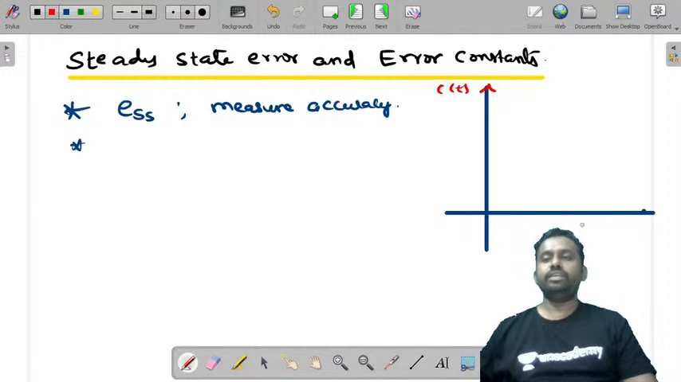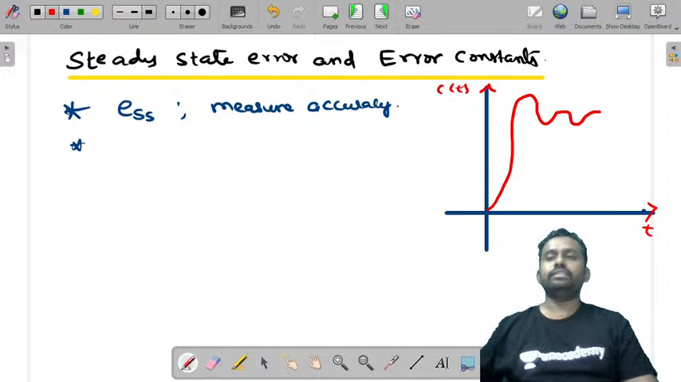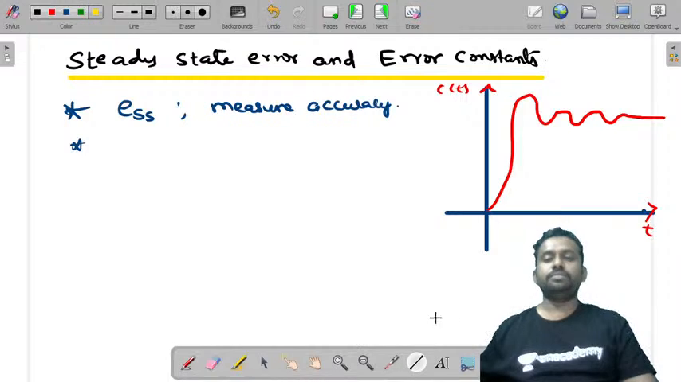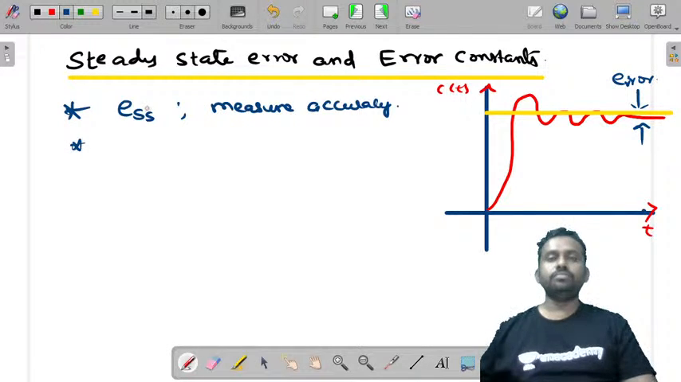Let's say this is C of t, and consider an underdamped response which is generally like this, and let the input be this. Now this difference at t is equal to infinity is the steady state error. This is the error. So it is nothing but e of t at t tends to infinity.